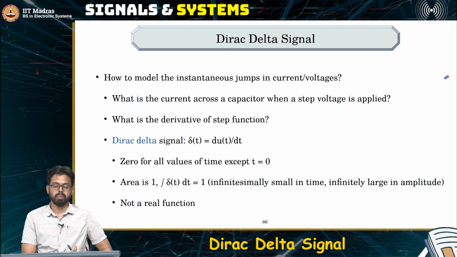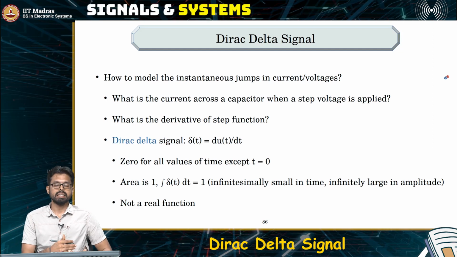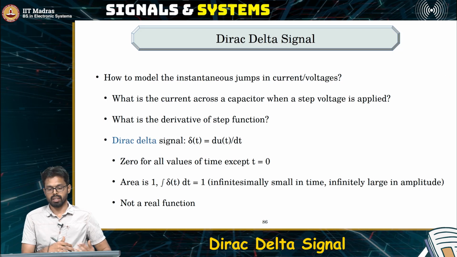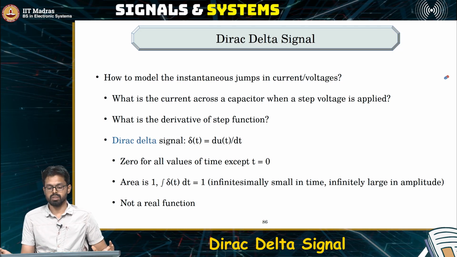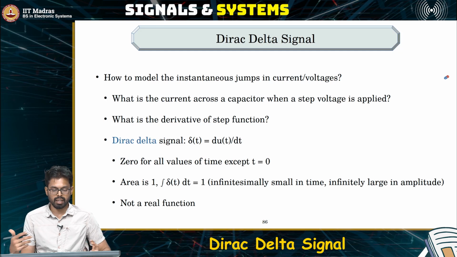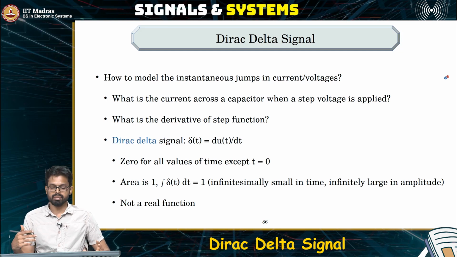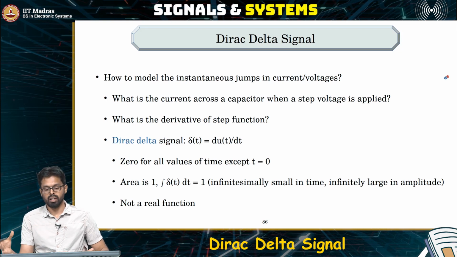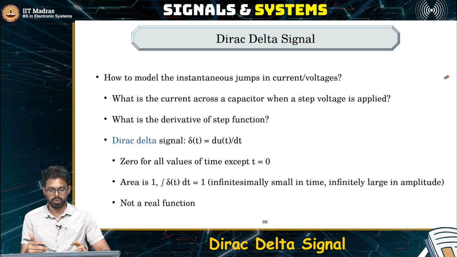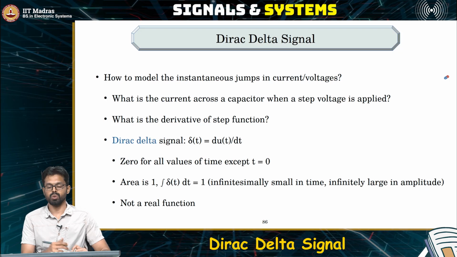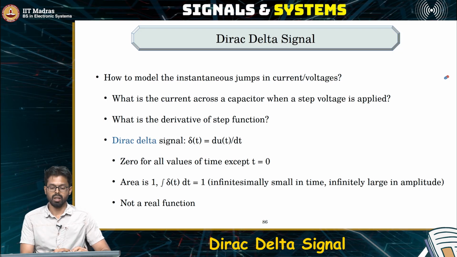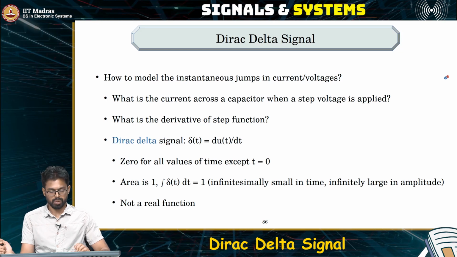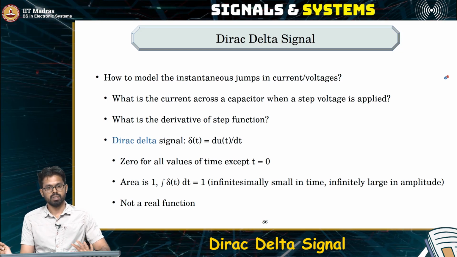Dirac delta becomes very useful to model instantaneous jumps in our signal's value. Remember, in the entire signals and systems course, we are trying to model real life signals using mathematical models. So you have current and voltage signals, you want to represent them, so you use a function to represent them. Then you have a system, and you try to model it, which we'll see later how to do. So essentially this is a mathematical model.